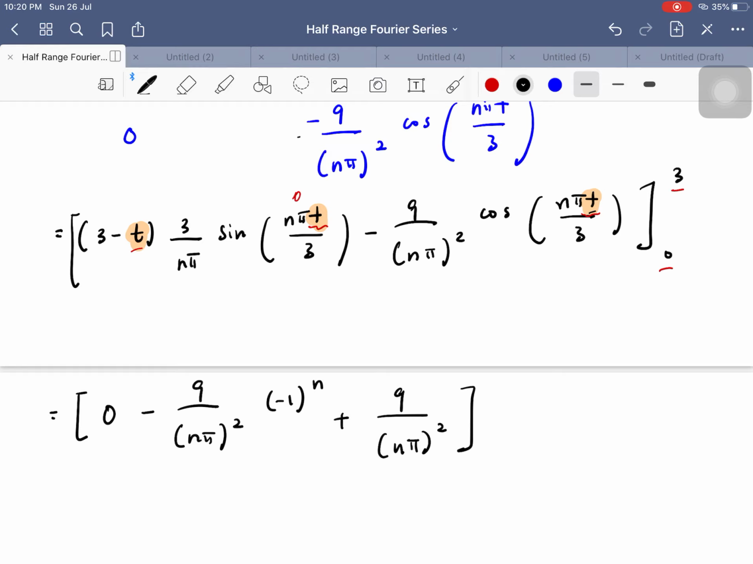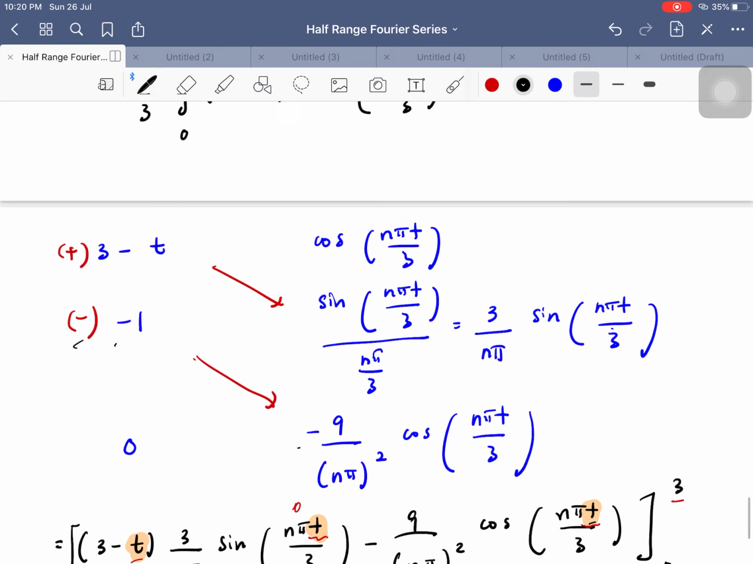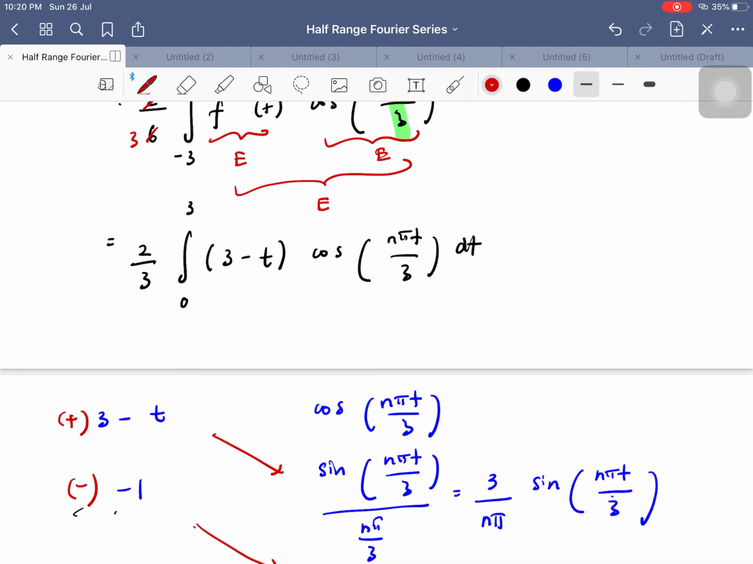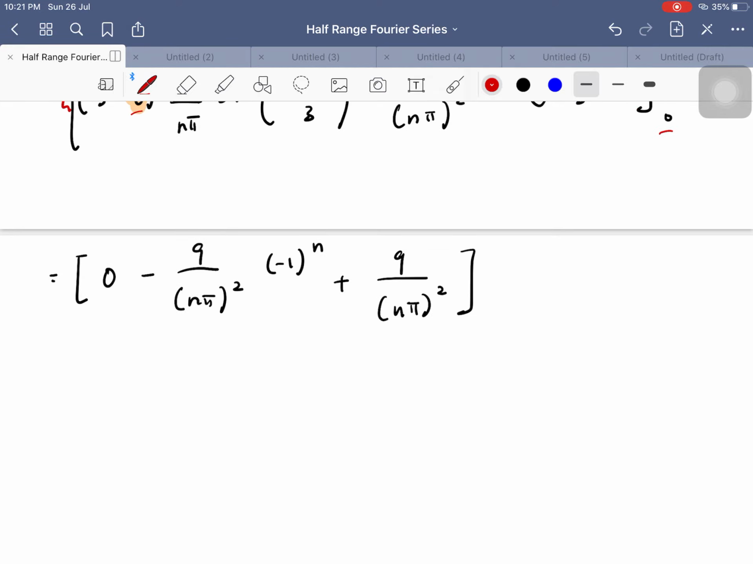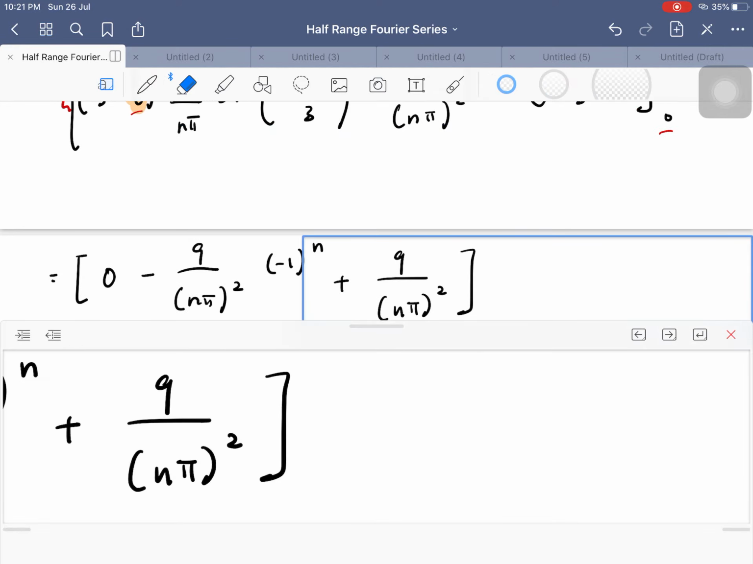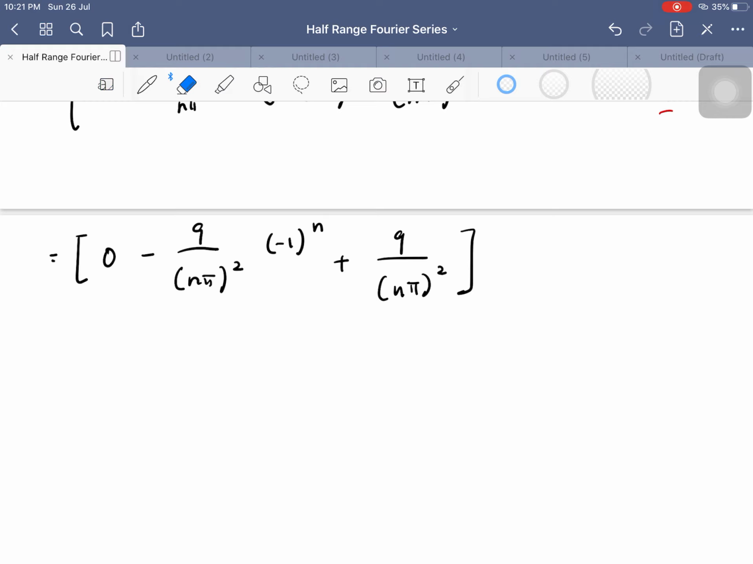So I'm not going to show you the long calculation. I think that I've shown you plenty of examples already, and by now you should be able to tell that this will be the outcome of the calculation. And actually I forgot my 2 over 3 at the front. Let me fix this. So this is going to be 2 over 3 over here, and this is 2 over 3 from our calculation.